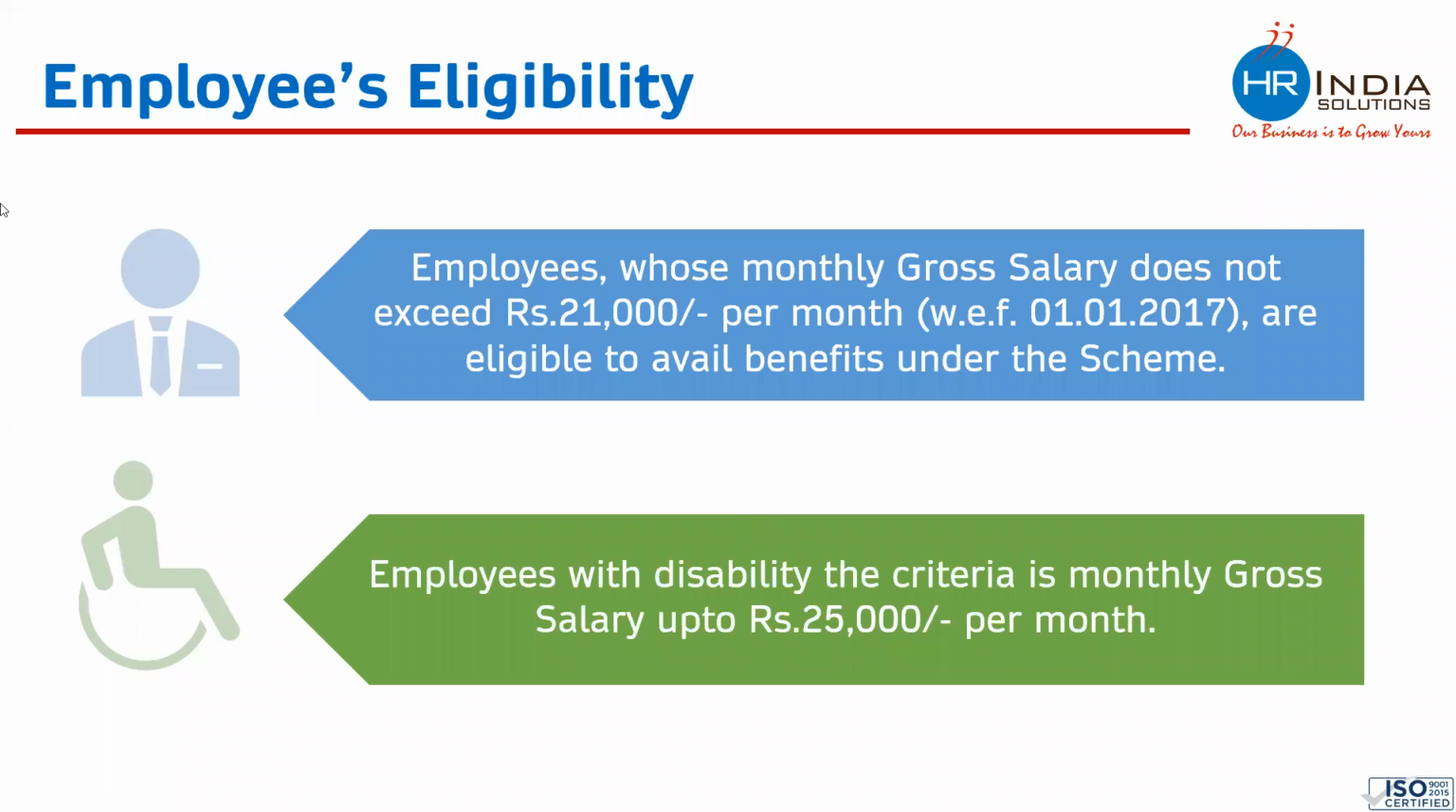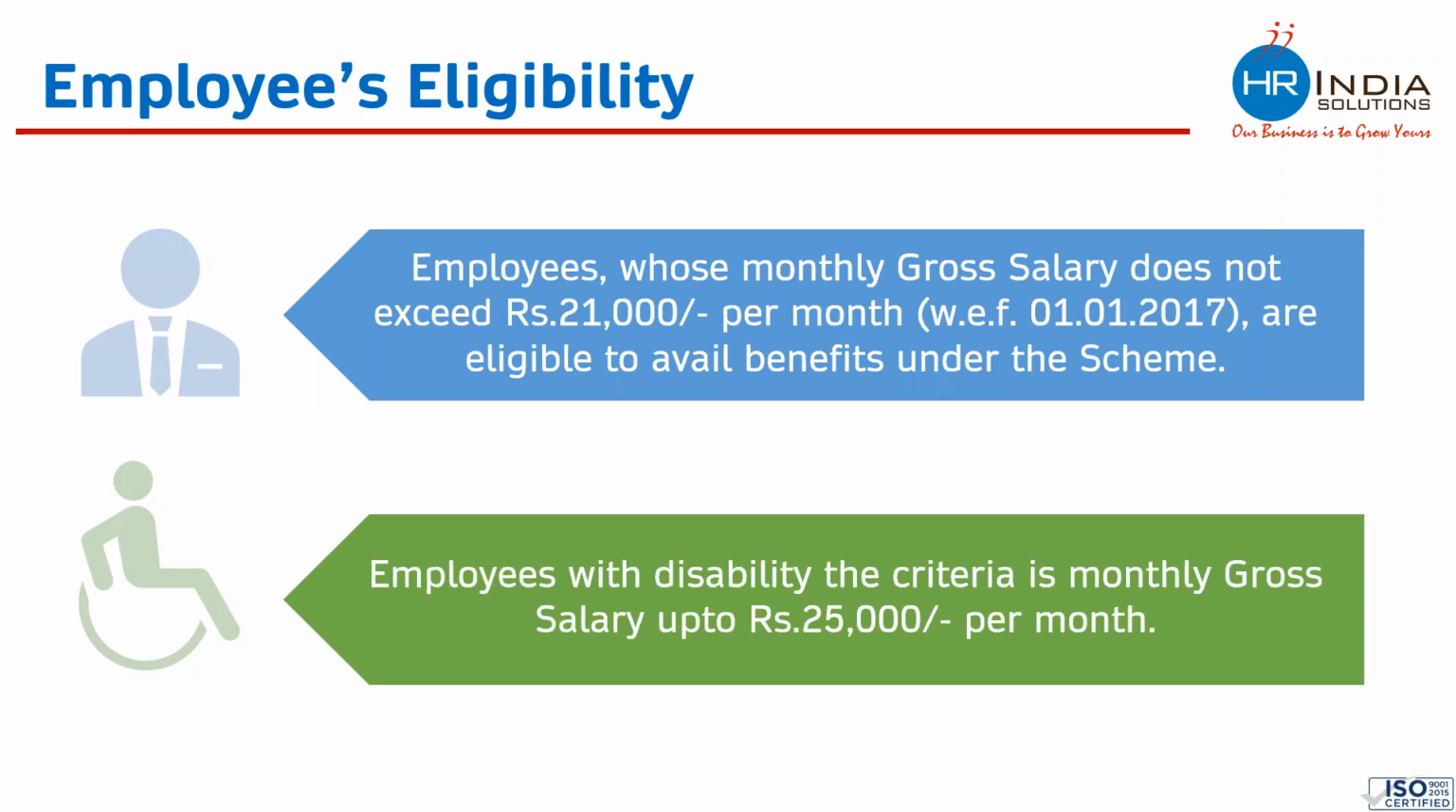So here, for normal employees without any disability, the eligibility limit is 21,000. And for employees with any kind of disability, the eligibility limit is 25,000, just to promote employability. Also, the central government contributes for the employer side. The employer does not need to contribute for them. This is the eligibility criteria for them.